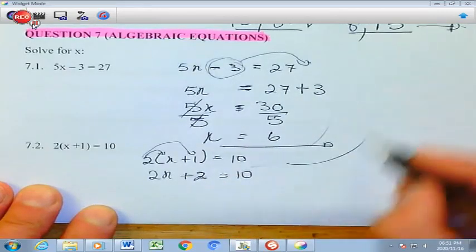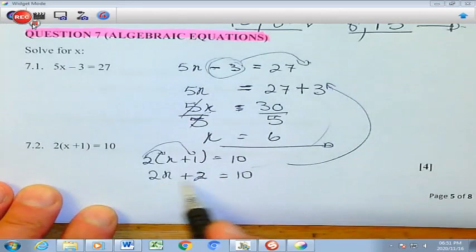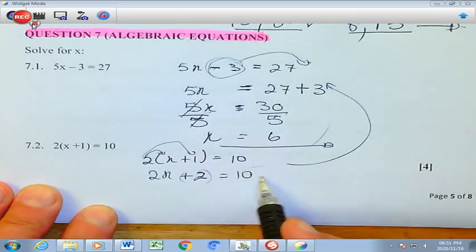Now we're back here. So all I have to do is, that is a constant, I want to put it on the side of the constants.